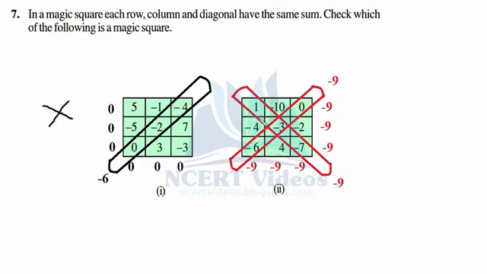Now we have to check row wise. So minus 10, 1 is minus 9. So adding all three gives you minus 9. Now minus 6 and 4 gives you minus 2, and minus 7 added gives you minus 9. So it matches our criteria, therefore it is a magic square. That was your definition of a magic square. That was your 7th.